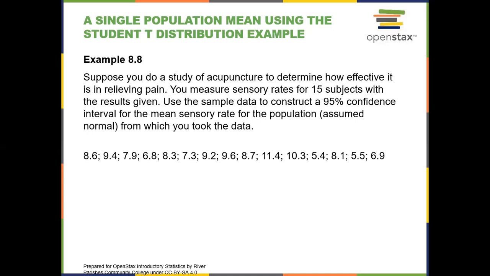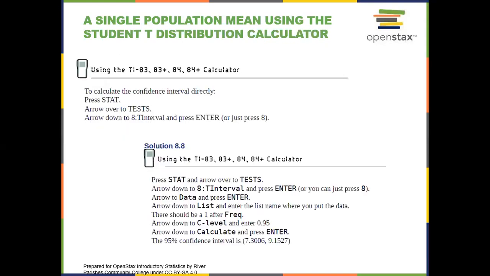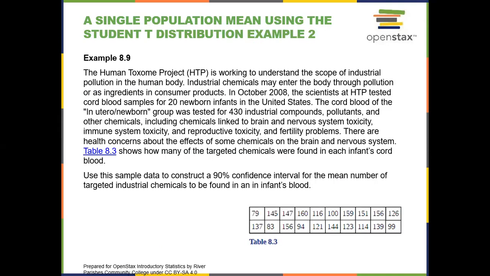So with 95% confidence, we can state that the actual population mean will be between 7.30 and 9.15. Same idea over here too. Okay, they show you how to do it using the calculator.